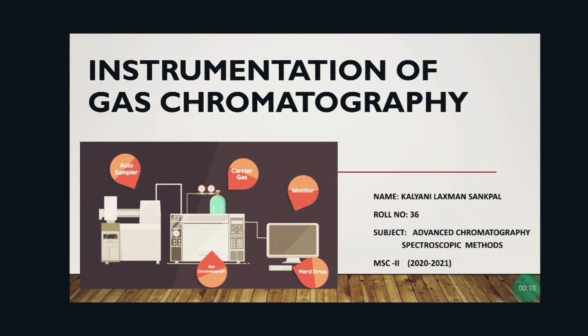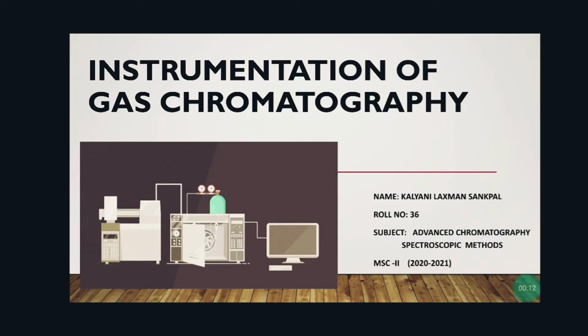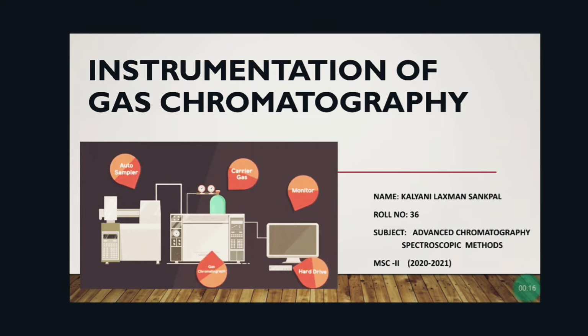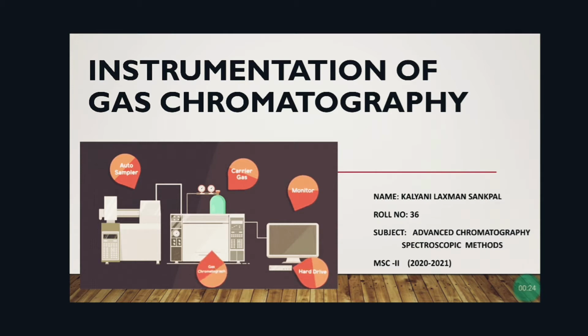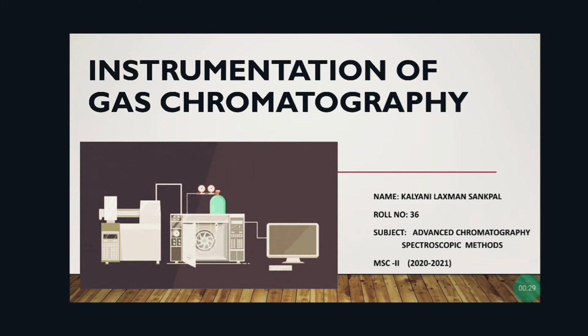So let us understand what actually chromatography is. Chromatography is a process for separating components of a mixture. To get the process started, the mixture is dissolved in a substance called mobile phase, which carries it through a second substance called the stationary phase. So now we're going to learn about the instrumentation part of gas chromatography.